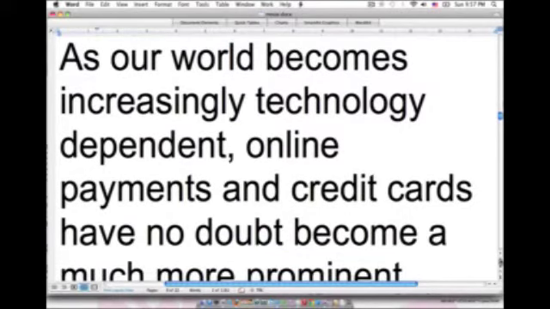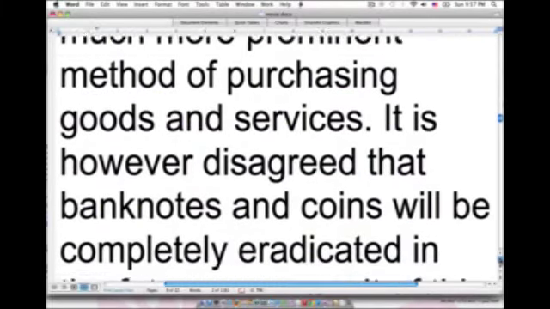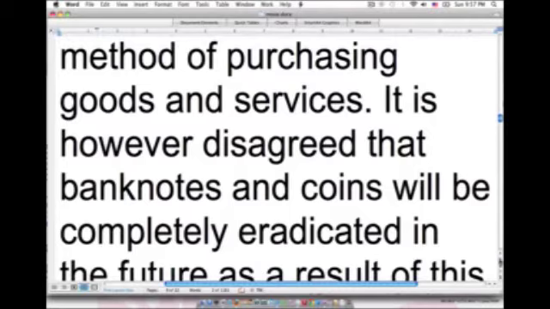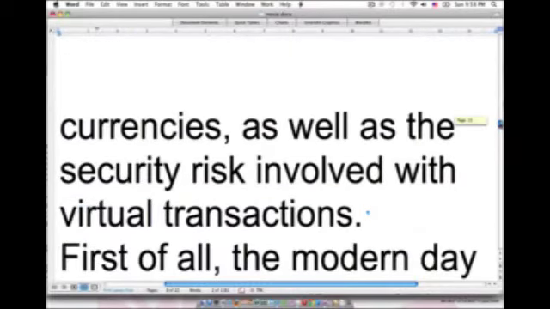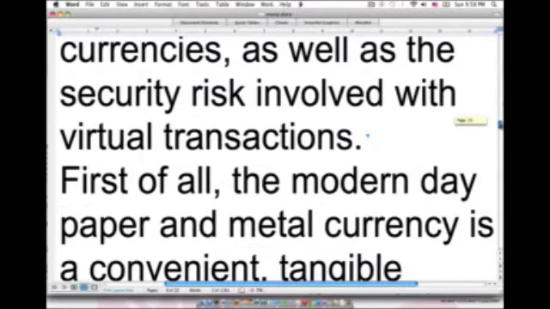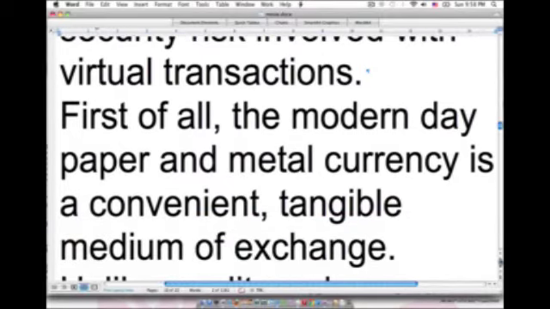As our world becomes increasingly technology dependent, online payments and credit cards have no doubt become a much more prominent method of purchasing goods and services. It is, however, disagreed that banknotes and coins will be completely eradicated in the future as a result of this development. This will be proven by looking at the tangibility of modern currencies, as well as the security risk involved with virtual transactions. First of all, the modern day paper and metal currency is a convenient, tangible medium of exchange.